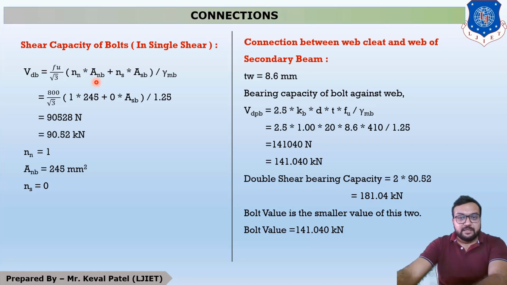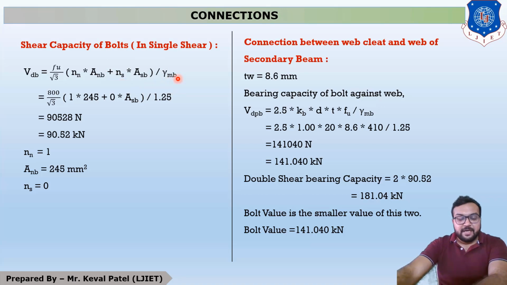So the value of NN is 1, A and B. Now the equation of A and B is 0.78 pi by 4 d square. The value of d, the diameter of bolt, is 20 mm. So 0.78 into pi by 4 into 20 square, and we will get our answer 245. What is NS? NS means number of shear planes without a shear. There is no shear plane without shear, so the value of NS will be 0, and this term will be 0.